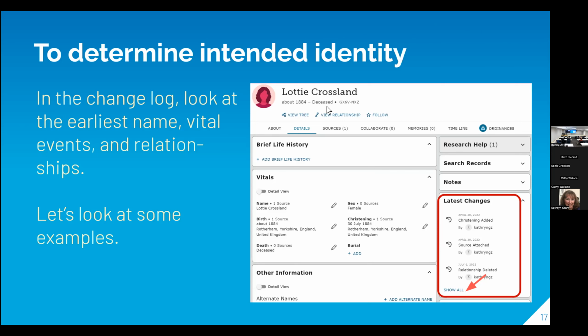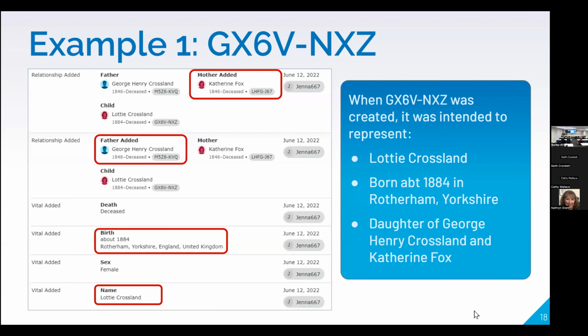If you're not familiar with the change log, and a lot of people aren't, the way you get into it is on the person page, look under latest changes and click show all. And that gets you into the change log. So here are a couple of examples. I was working with a friend of mine, Jenna, on this person. Her name is Lottie Crossland, and we researched her carefully. So we knew her birth date, her birthplace, and her parents.